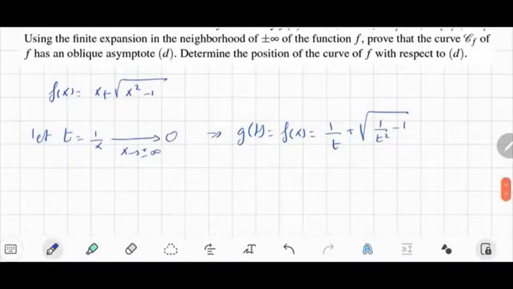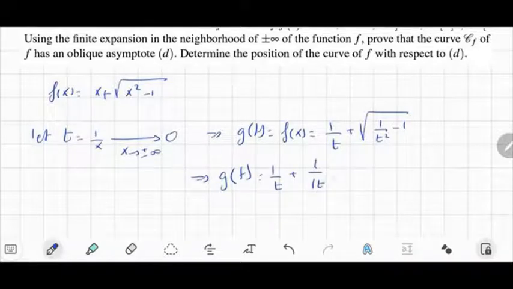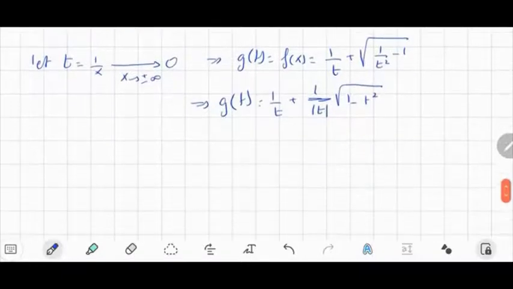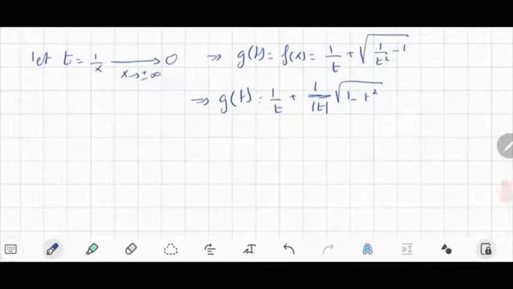So again, g of t will be equal to 1 over t plus 1 over absolute value of t, if I take 1 over t squared as common factor inside the square root, times square root of 1 minus t squared. So this is the g of t that I have. Now I need to calculate the finite expansion of this function in the neighborhood of 0, or I will need to try to calculate the finite expansion, because we have a 1 over t term in here. So what I need to do is to calculate the finite expansion of this term in here.